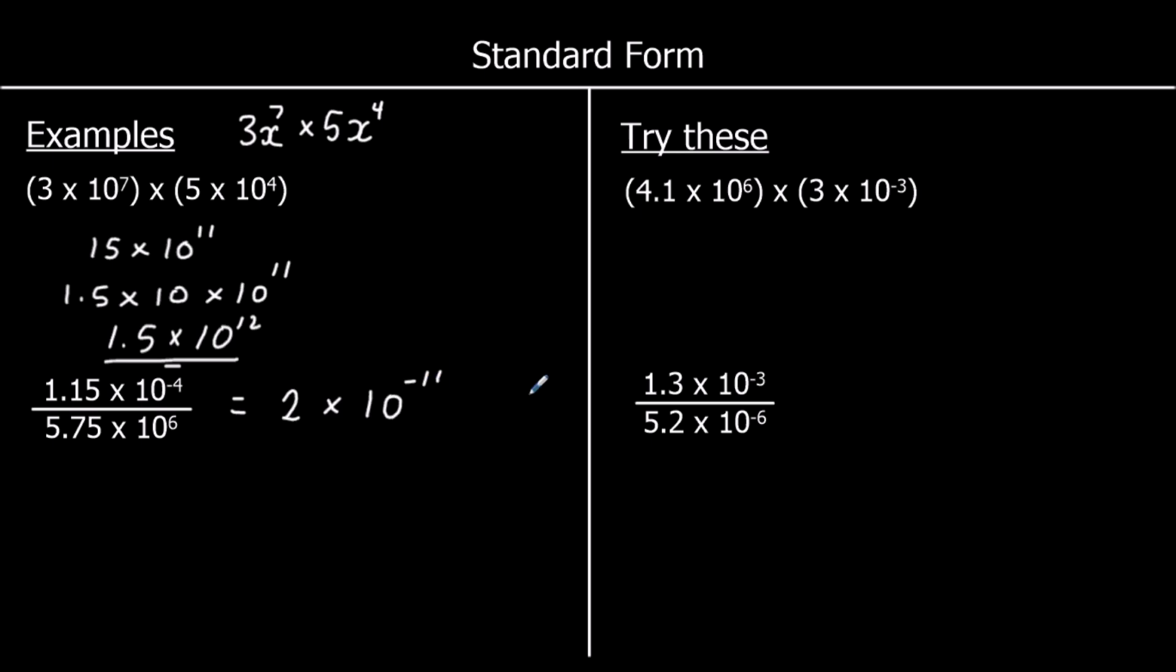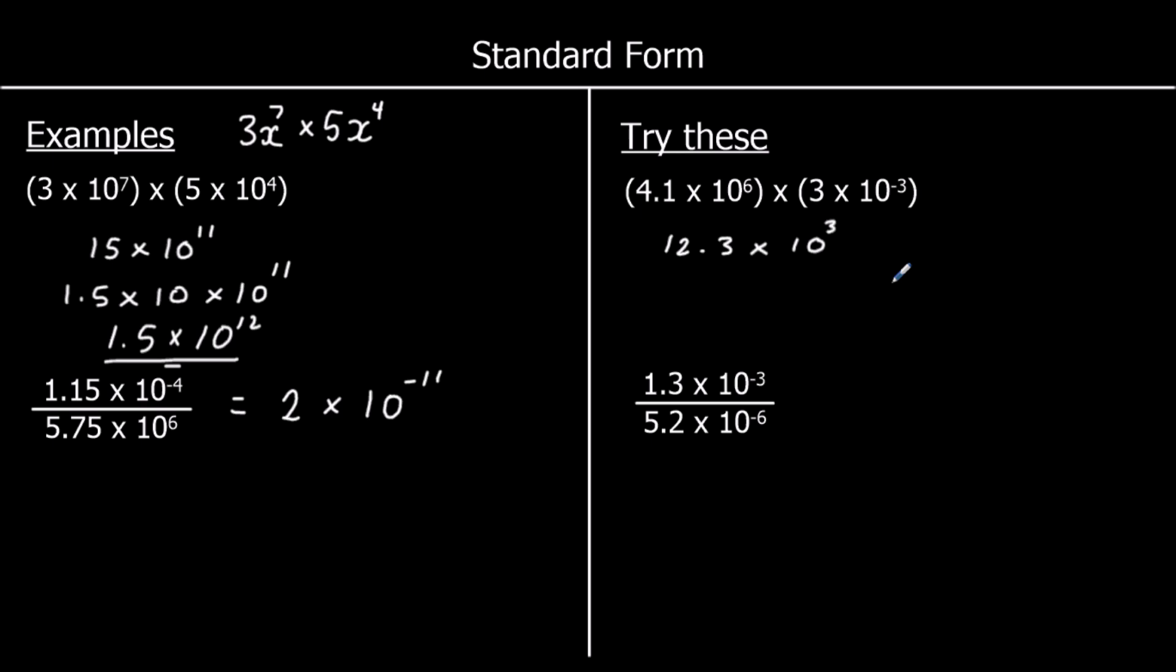Okay, 2 questions for you to try, so have a go at them. The first one, we've got 4.1 times 10 to the power of 6 times 3 times 10 to the power of negative 3. So 4.1 times 3 is 12.3. 10 to the power of 6 times 10 to the power of negative 3. We're going to add the powers, so 6 plus negative 3. 6 minus 3, that's 3. So we've got 12.3 times 10 to the power of 3.